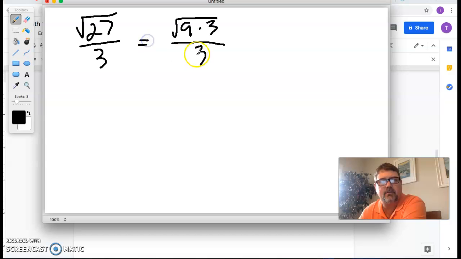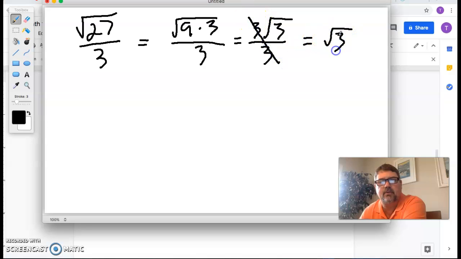The square root of 9 times the square root of 3 can be written as 3 root 3, because the square root of 9 is 3. And we're still divided by 3. These two cancel to give me root 3.